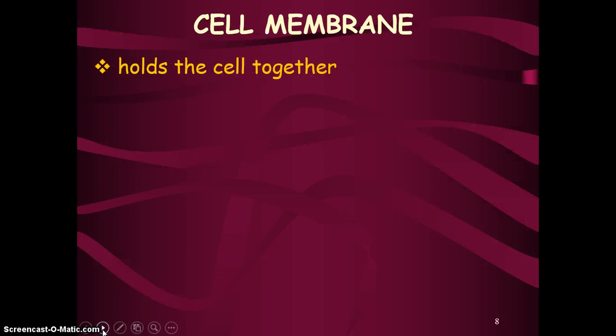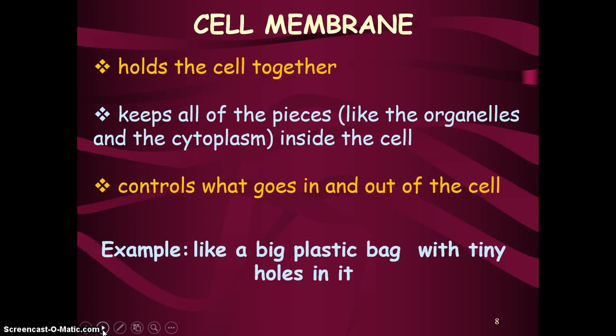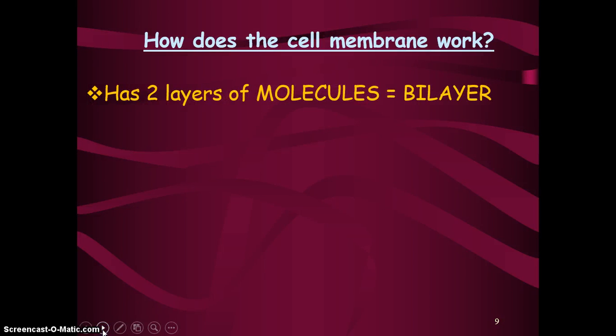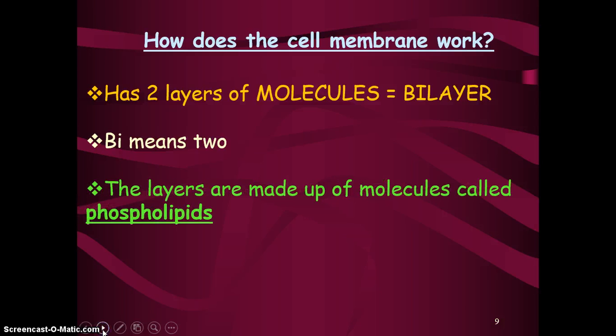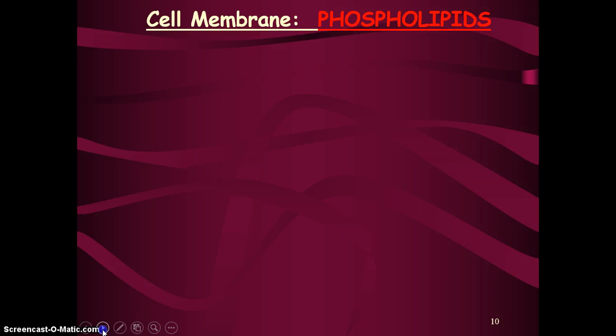The cell membrane holds the cell together. And we talked last year about how it was a lipid bilayer. So that has 2 layers of molecules, and the layers are made up of phospholipids. And you can think of this as a sandwich with 2 pieces of bread and some of the stuffing on the inside. Kind of an odd analogy, but it works.